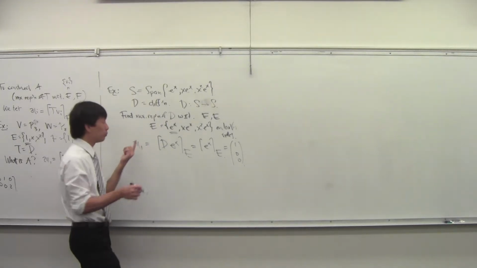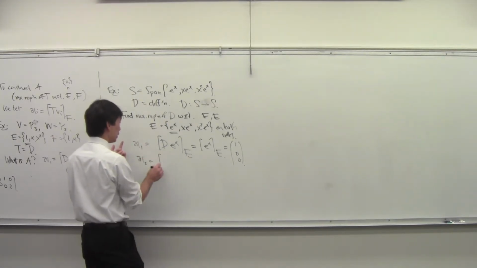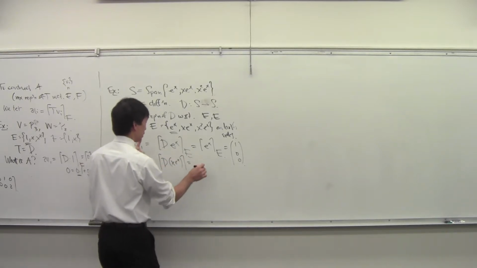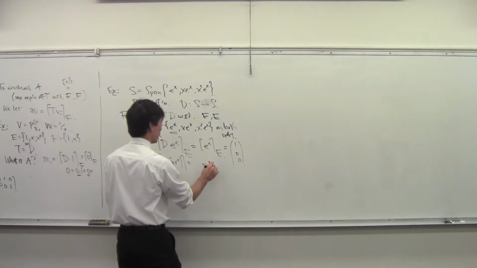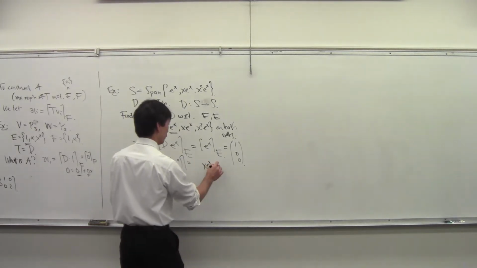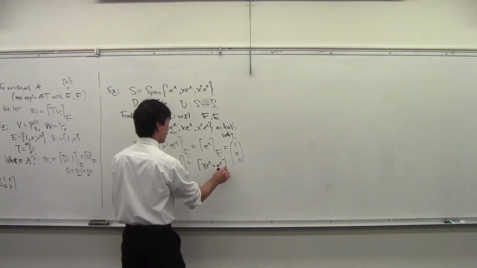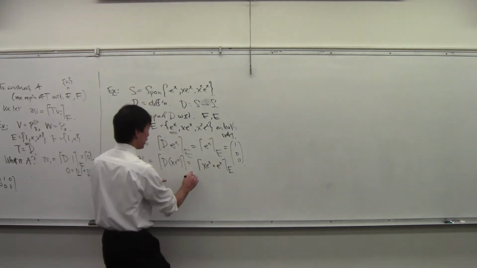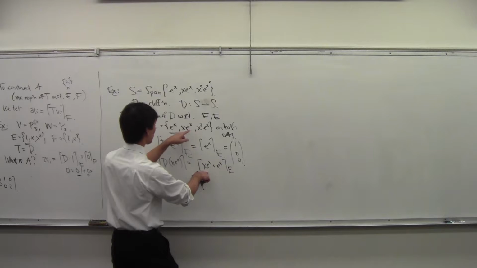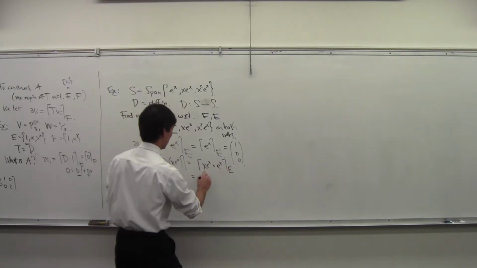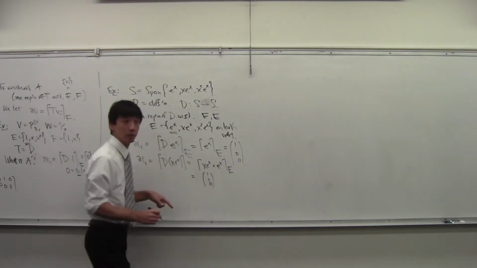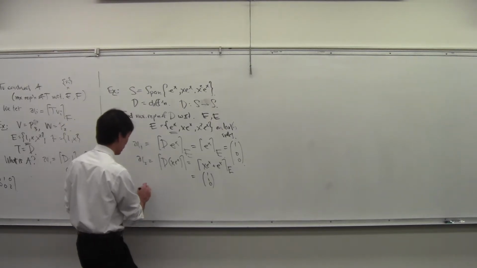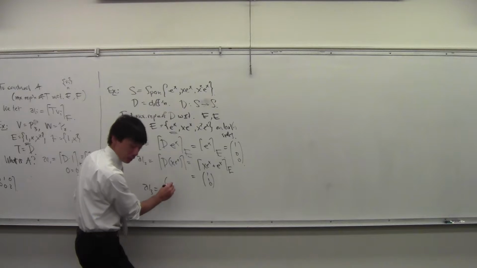If you want the second column, you take the derivative of x e to the x, which is the first times the derivative of the second, plus the derivative of the first times the second. Take the coordinate vector of that with respect to the basis, and you see that that's going to be 1, 1, 0. And the last one turns out to be 0, 2, 1.